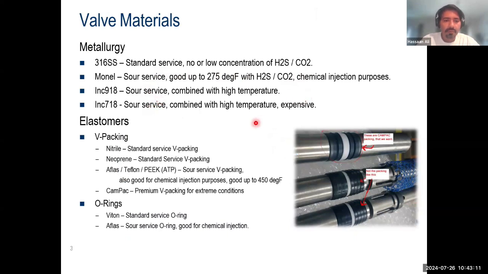In terms of elastomers, we have different types that can be used. These elastomers primarily act like sealing devices, and the choice of elastomers is based primarily on the downhole temperatures and the pressures as well. Low grade elastomers like nitrile and neoprene will be used for standard service, with little to no H2S, while premium elastomers are used for high temperature, high pressure applications. Similar is the case with the O-rings used in the construction of the gas lift valve.